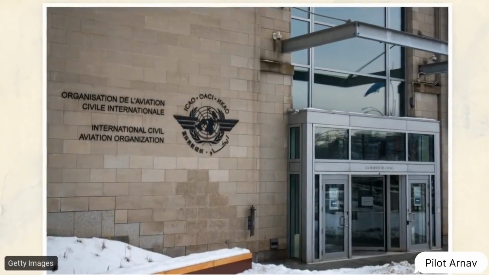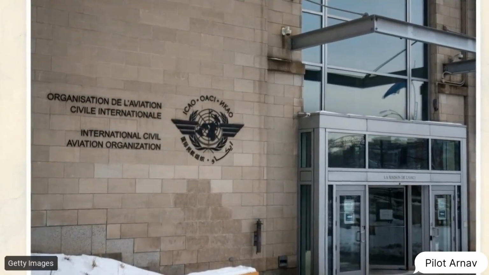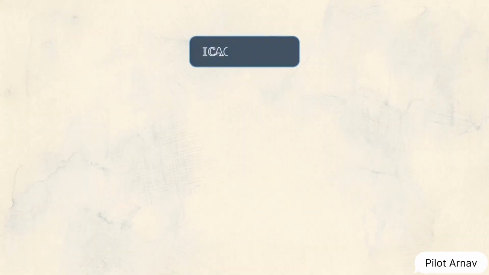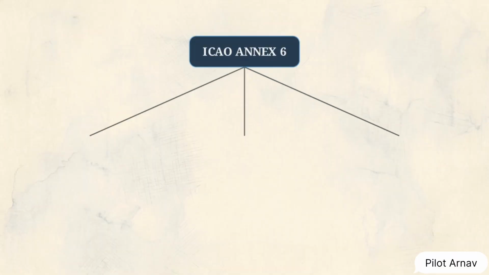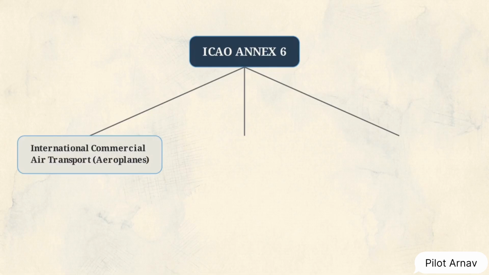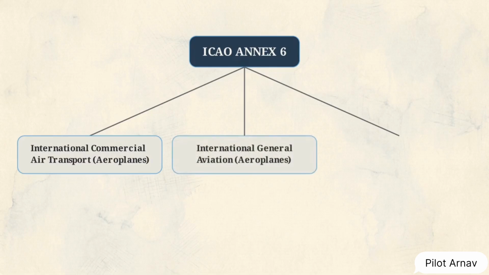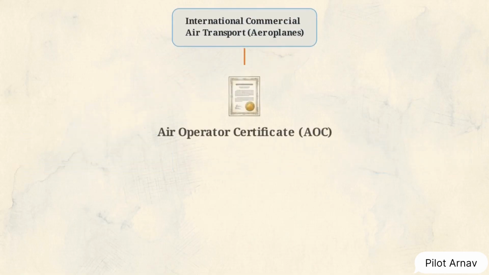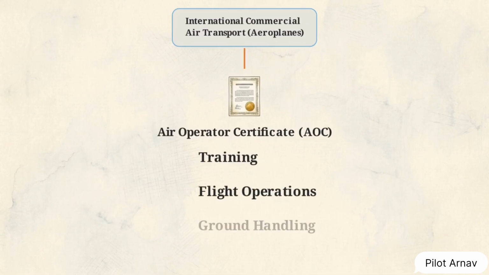These operational procedures are derived from the standards set by the International Civil Aviation Organization. The Annex is organized into 3 branches: International Commercial Air Transport, International General Aviation, and International Operation of Helicopters. Commercial operators require an Air Operator Certificate. To secure this permit, they must demonstrate their training, flight operations, and ground handling meet established standards.